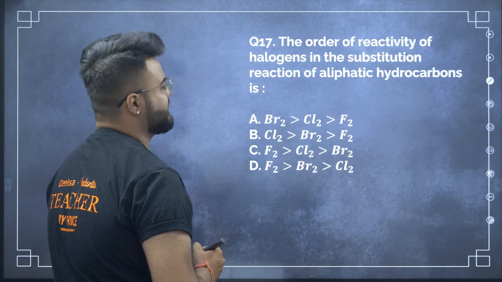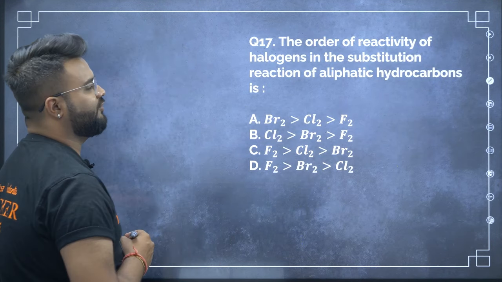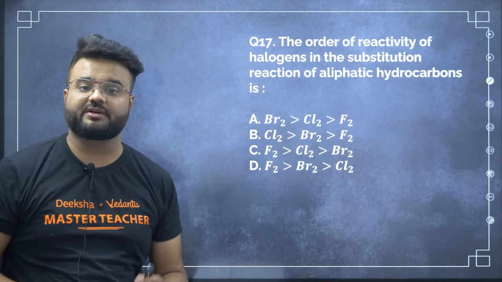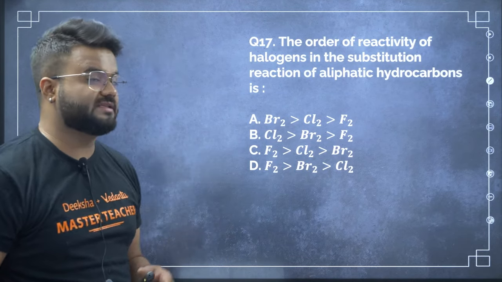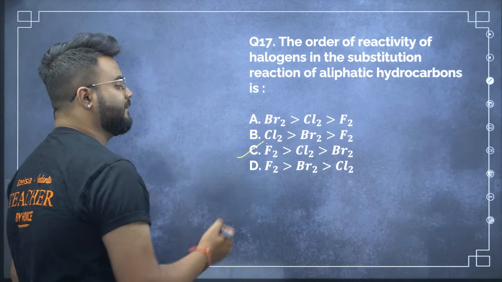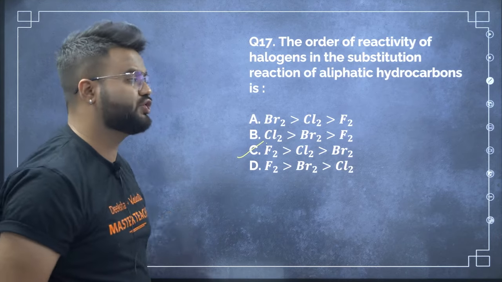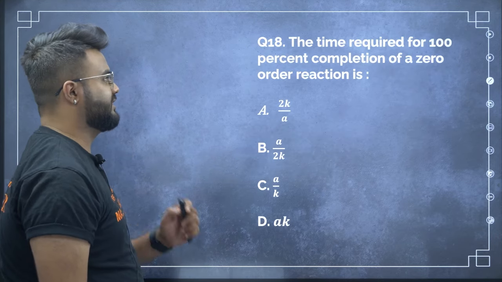Clear? Next, the order of reactivity of halogen in the substitution reaction in aliphatic hydrocarbons is very simple. That is fluorine, chlorine and bromine. That is very conceptual. Okay, that is question number 17.